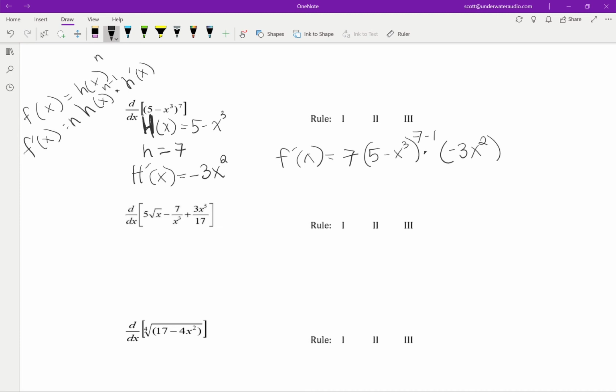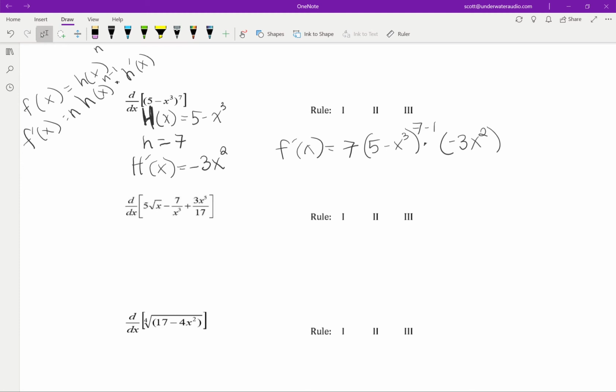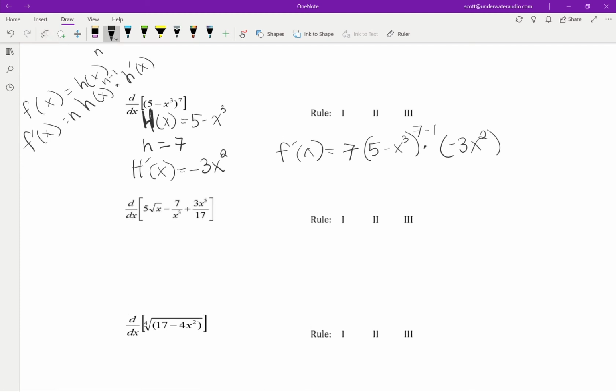Okay, let's see how that works. Let me know if you have questions, because that's the first one that's really unique, like a new one. Let's try the next one. So for this one right here, we've got some adding in, which is great.